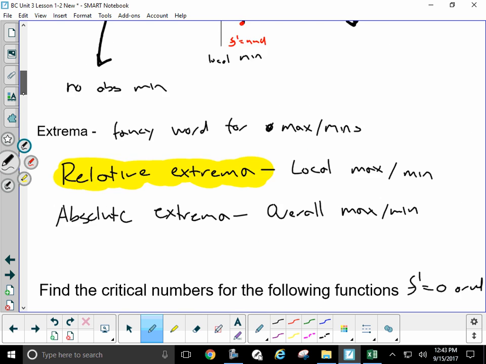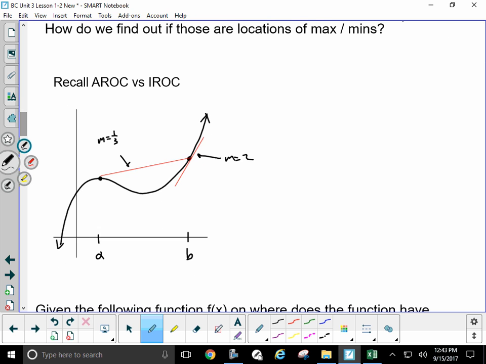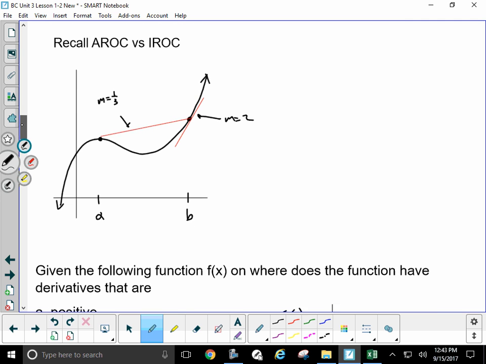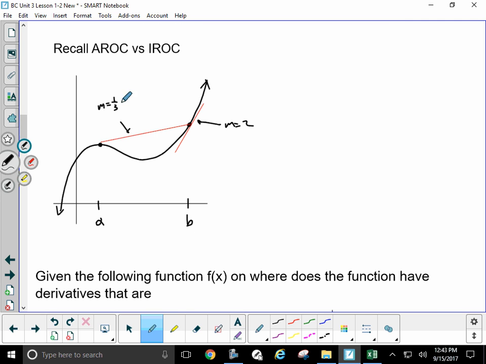Okay, so that's what the rest of the class is going to be, finding if these critical points are locations of maxes and mins. And we are going to use derivatives and values of derivatives to help us. Okay, and let's recall what you can say about functions by looking at slopes of secants or slopes of tangents.